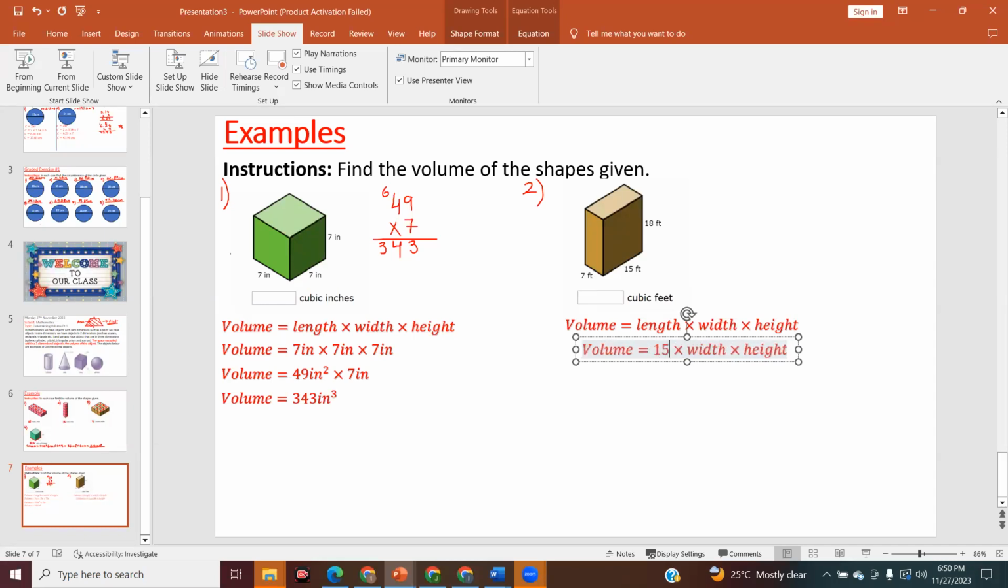What is the width? The width is going to be 7. So we have 15 times 7. What's the height? 18 feet? Would you agree? Yes. Okay, the height is 18. So let's multiply.